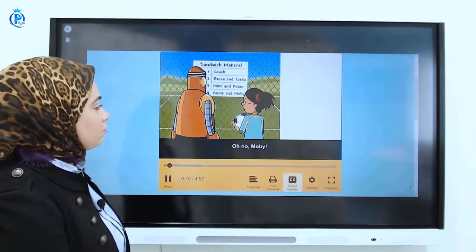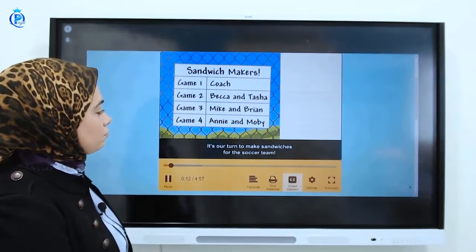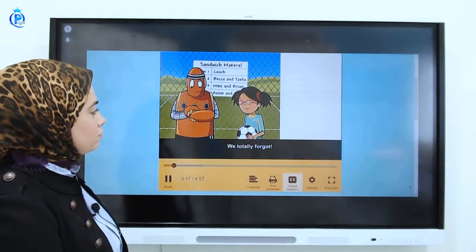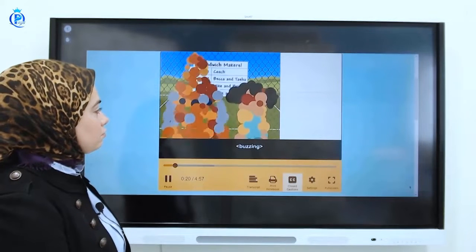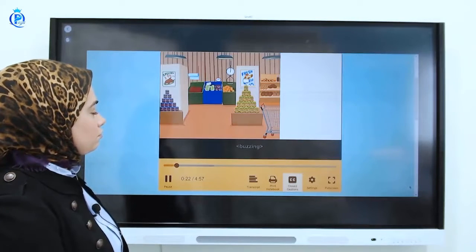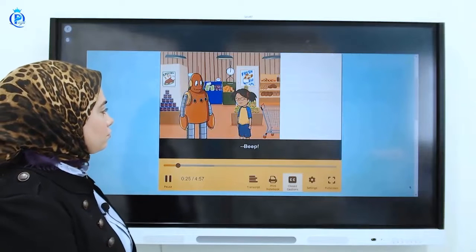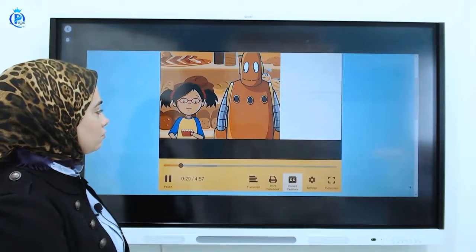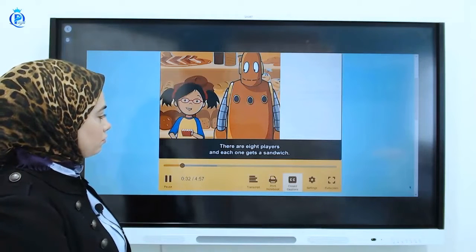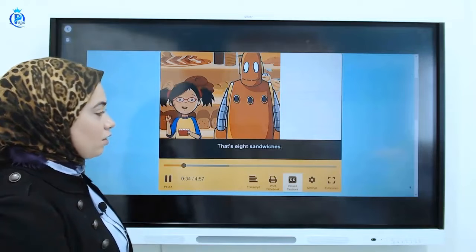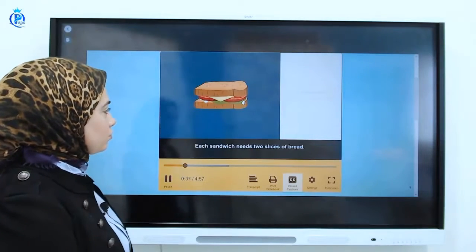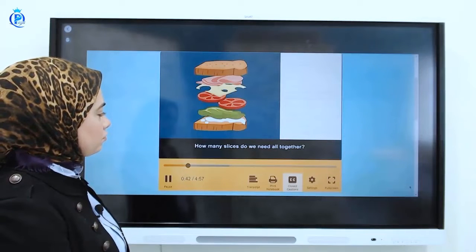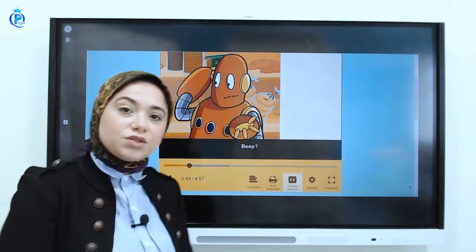Oh no, Moby! It's our turn to make sandwiches for the soccer team. We totally forgot. Cool. There are 8 players and each one gets a sandwich. That's 8 sandwiches. Each sandwich needs 2 slices of bread. How many slices do we need altogether?